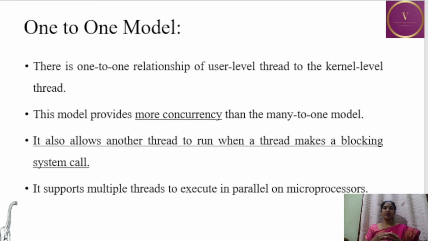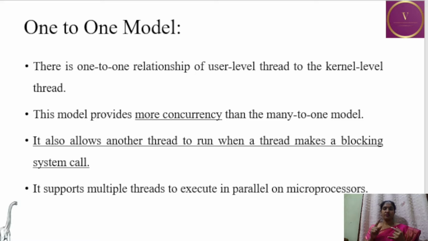Next is one-to-one model. There is a one-to-one relationship of user level thread to kernel level thread, and this model provides more concurrency than many-to-one model. Why? Because the user level thread has its corresponding kernel level thread, it provides more concurrency, and it also allows another thread to run when a thread makes a blocking system call. That is one important point.